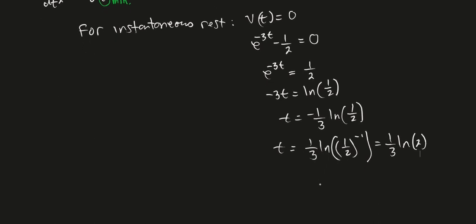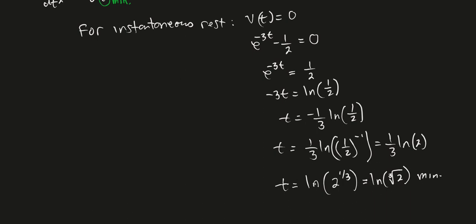And then if I bring up the 1/3, I can make that a power on the 2. I could have done it in one step, but I just wanted to do it in sequence. So we'll have ln of 2 to the 1/3. But we know the 1/3 power is equivalent to the cube root. So this is the ln of the cube root of 2, which is a positive number. So at this many minutes, the object is at rest. And there's only one value of time.